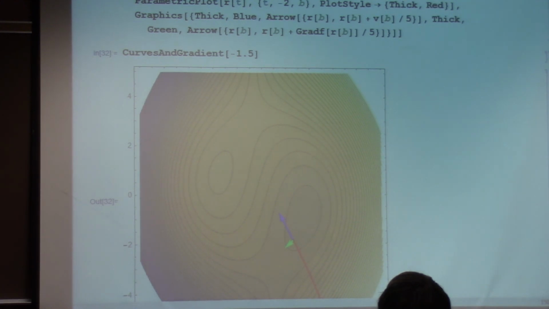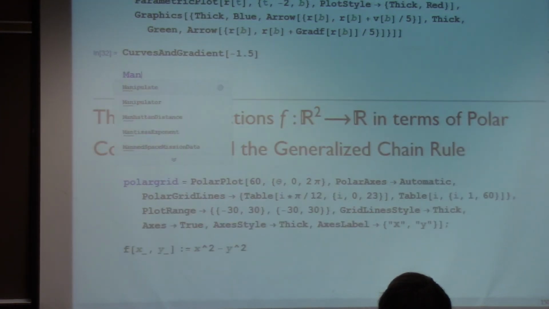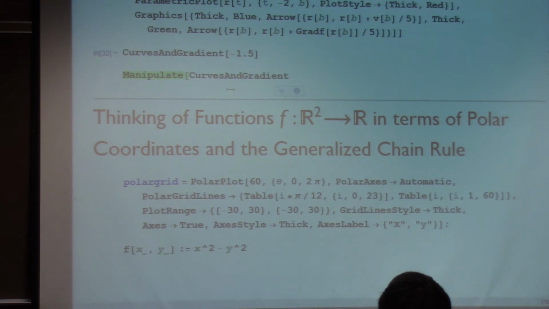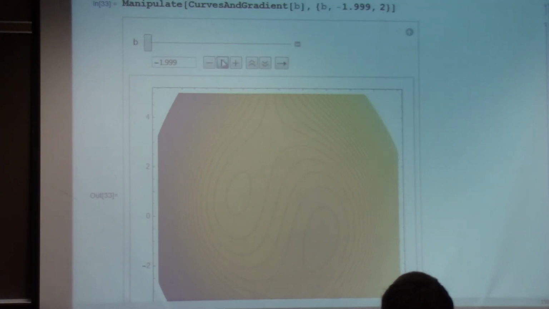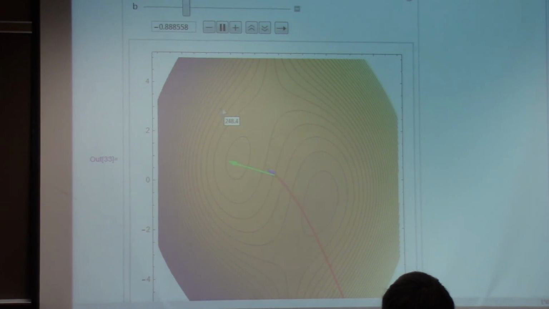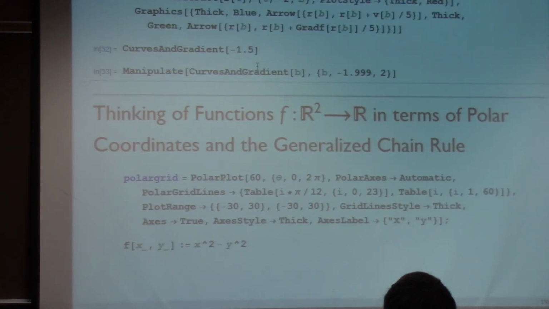So this is a nice way of modularizing your coding to make it more readable, for one thing. I can also put this in a manipulate now. Manipulate curves, and it even saves the name for me. I can just click on that. Curves and gradient of b. B goes from -1.999 to 2, and we get the exact same animation as before. Okay, that's a nice coding trick to realize that you can do that. It makes your code more readable. It makes it easier for you to find the mistakes.